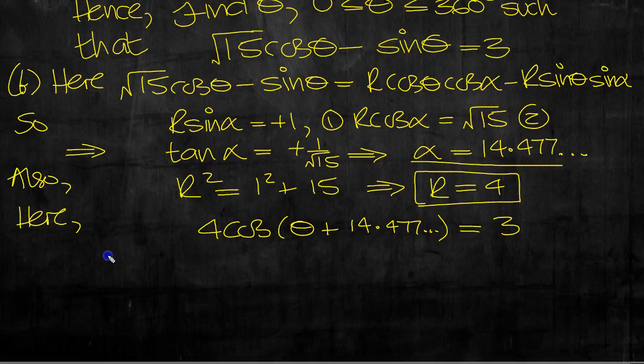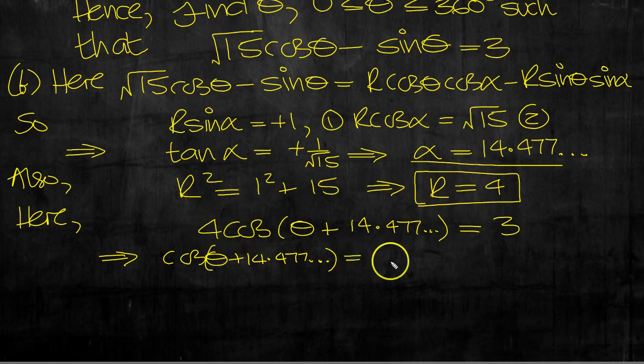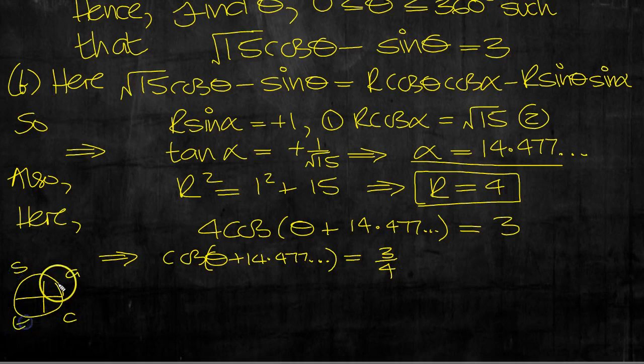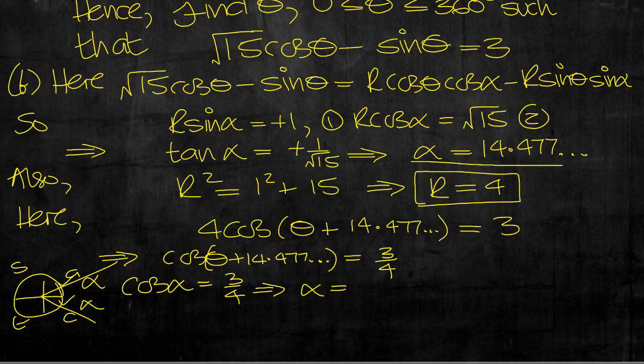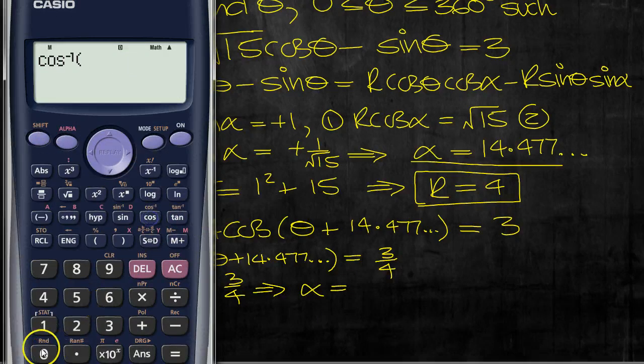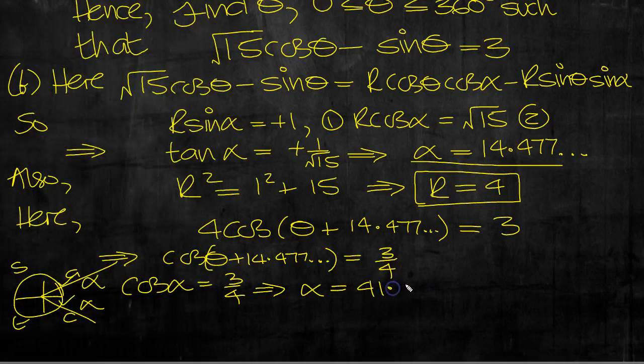So let's solve this equation then. So that tells us that cosine of theta plus the 14.477 is equal to, move the 4 from times to divide, 3/4, which is positive. CAST, cos is positive here and here. Draw two lines, mark off alpha, the associated acute angle, and simply write cos alpha is equal to 3/4. Shift cos of 3/4 then. Cos inverse of 0.75 equals 41.409. Okay, so that's alpha.